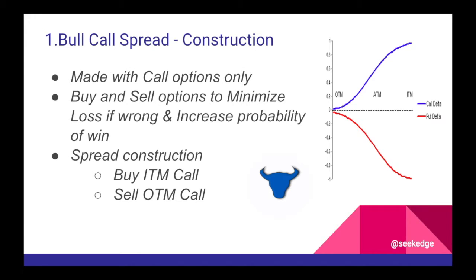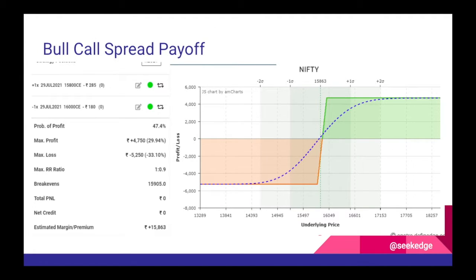We buy and we also sell. We don't do just a buy. We sell and buy, using both options to minimize the loss and also to increase the probability of a win. So whatever defects there are in naked buying of options can be eliminated. We construct the bull call by buying and selling two call options, using call options only. This is how the spreads work. We'll come back to this in the demo session later, where we'll see how exactly we can create one.